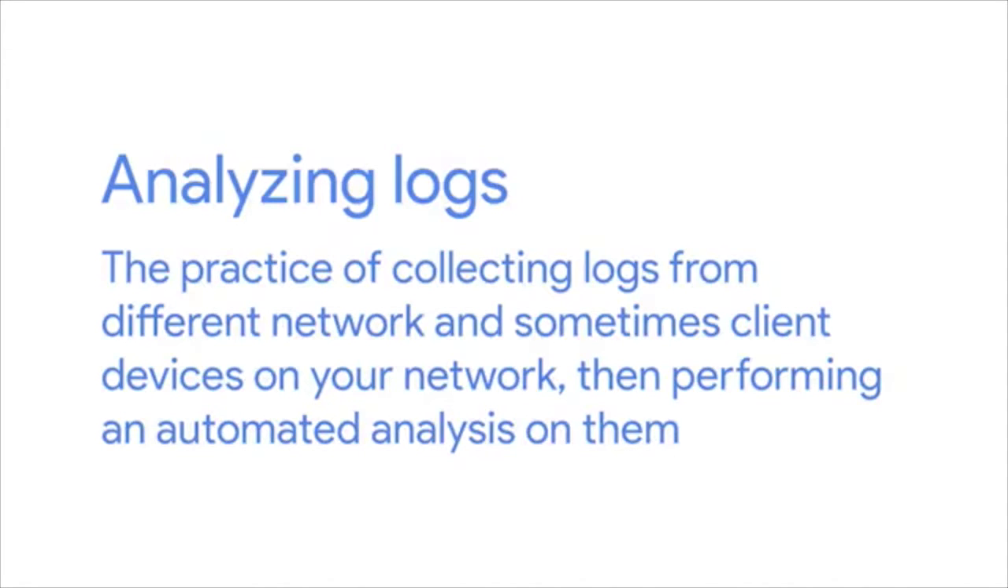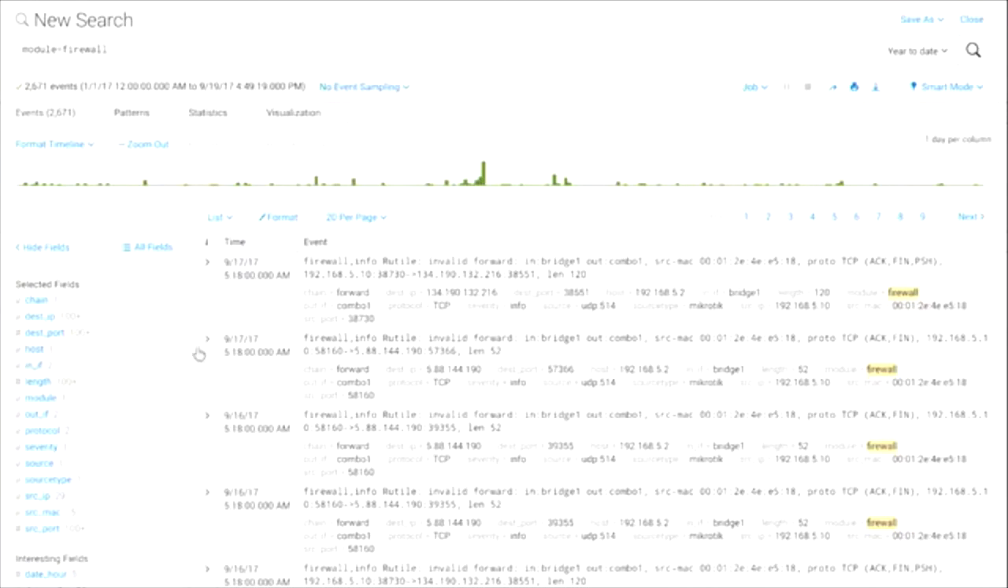We'll dive deeper into what network traffic monitoring is a bit later. But let's quickly summarize how logs can be helpful in this context. Analyzing logs is the practice of collecting logs from different network and sometimes client devices on your network, then performing an automated analysis on them. This will highlight potential intrusions, signs of malware infections, or atypical behavior. You'd want to analyze things like firewall logs, authentication server logs, and application logs.